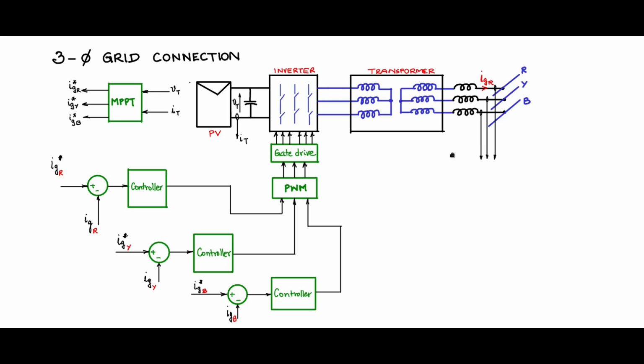However, there are a lot of drawbacks in this particular type of circuit. First of all, the references IGR star, IGY star, IGB star, they are all sinusoidal. They are not DC set point values. Therefore, the controller becomes a tracking controller. It is no longer a set point controller. So there is a major difference between a set point controller and a tracking controller.